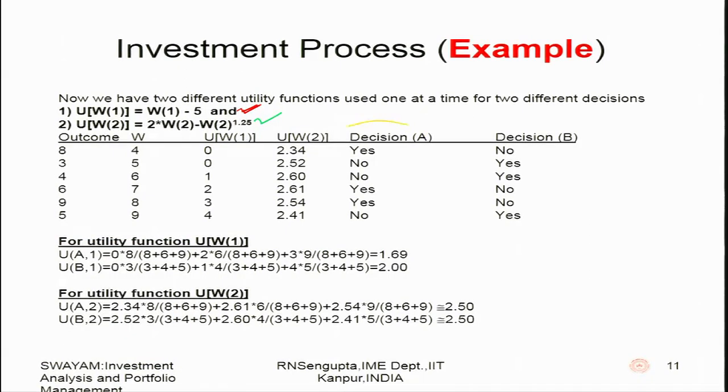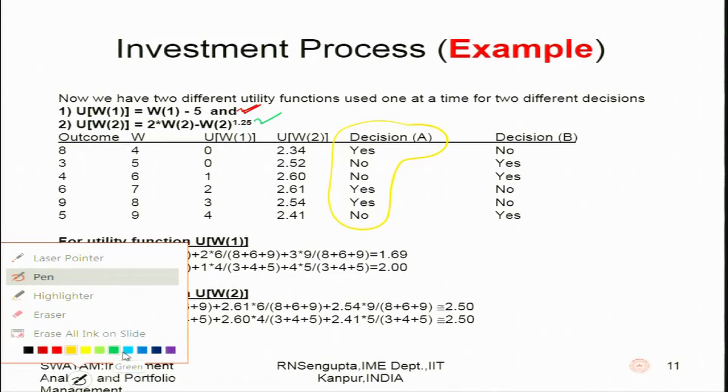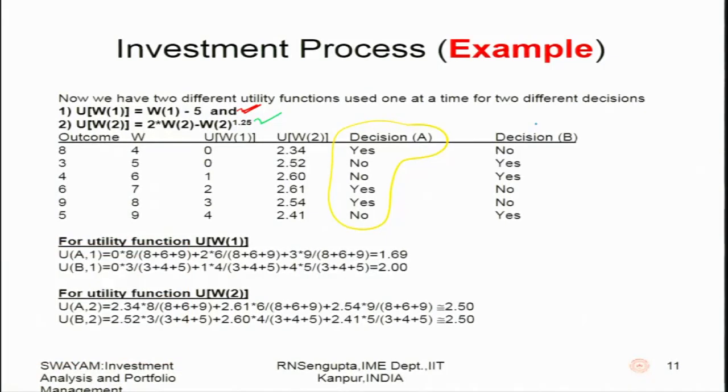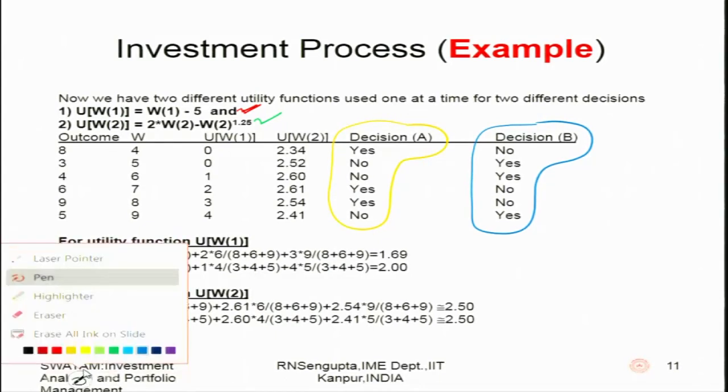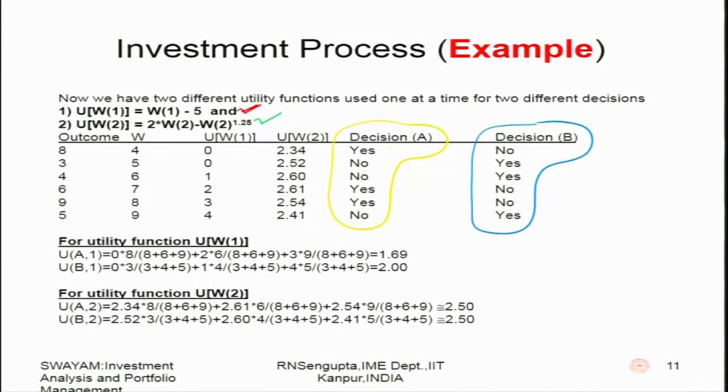One is decision A, which I circle with yellow, and the other one is decision B, which I mark in dark blue. Now, there is a reason why I mark them and make a note of that. You will notice that in many of these decisions A, there is a yes where it is possible and there are no's. So, the first one is yes, second one is no, third one is no, fourth is yes, fifth is yes, the last one is no.